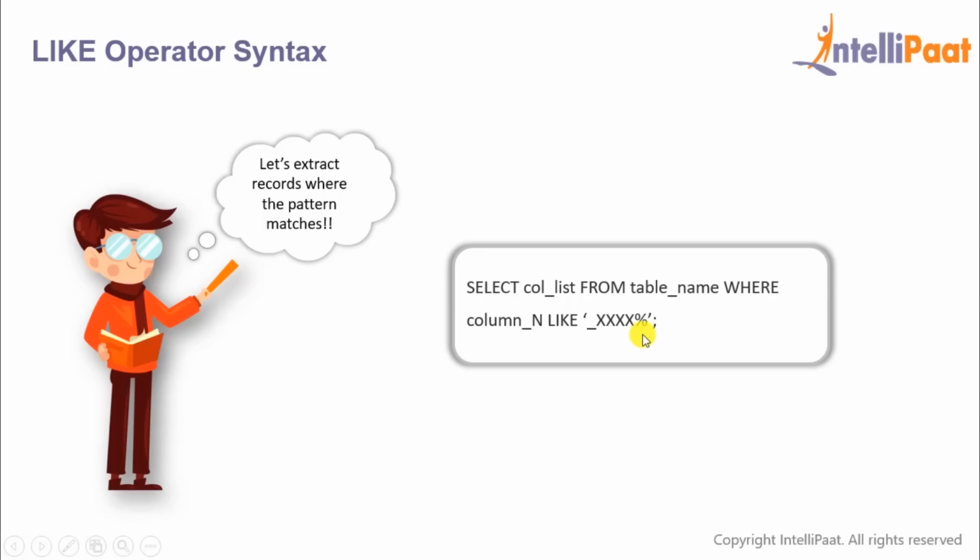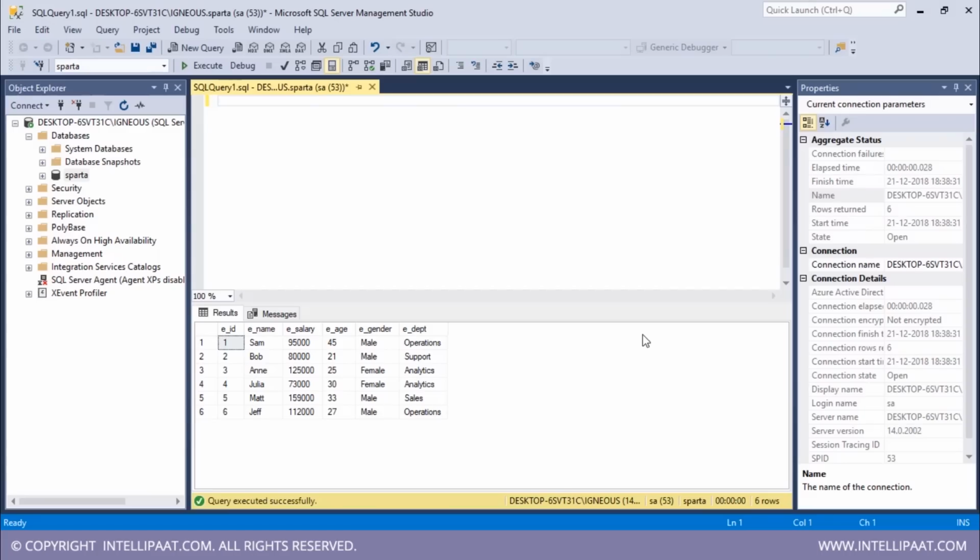Now let's do some operations with the like operator. So let's say I want to extract all of those records where the employee's name starts with the letter J. So the command would be select star from employee where I will give in the condition which would be name, following which I will give in the like operator and inside single quotes, since the name should start with J, I will type J, after which I will use the percentage wildcard. So all of those names which start with J would be extracted with this command. So let me hit execute. So Julia and Jeff are the two employees whose name starts with J.